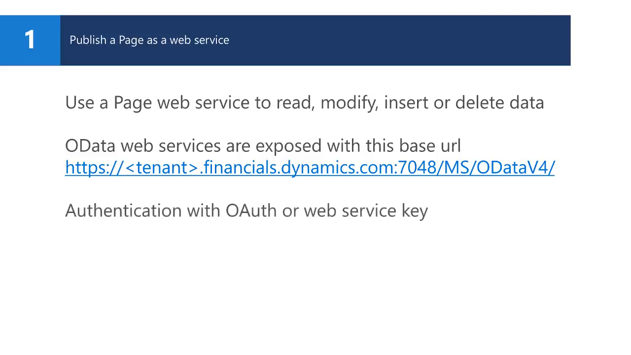Authentication for custom web services works similar as the APIs that are explained in another video in this series. You can use OAuth token authentication or create a web service key. For information how to create a web service key, see the video about using APIs with Dynamics 365.